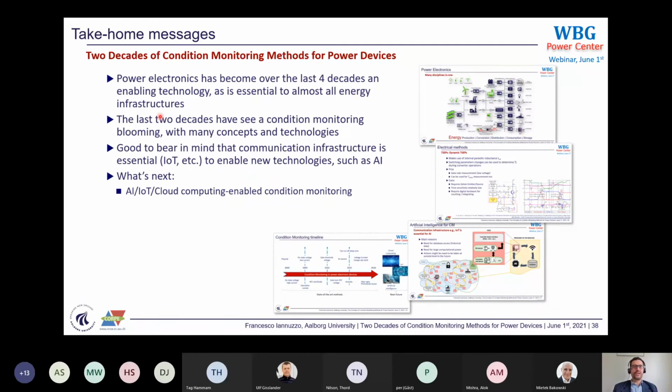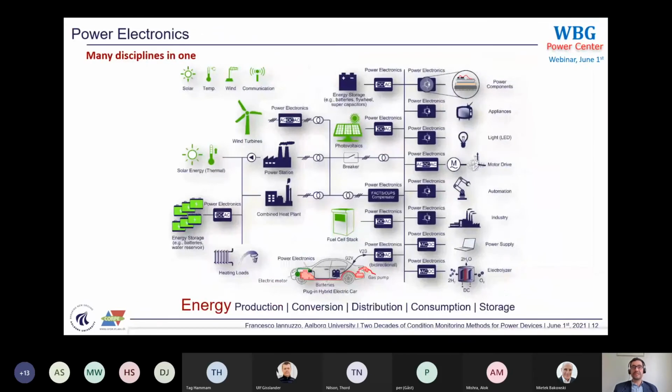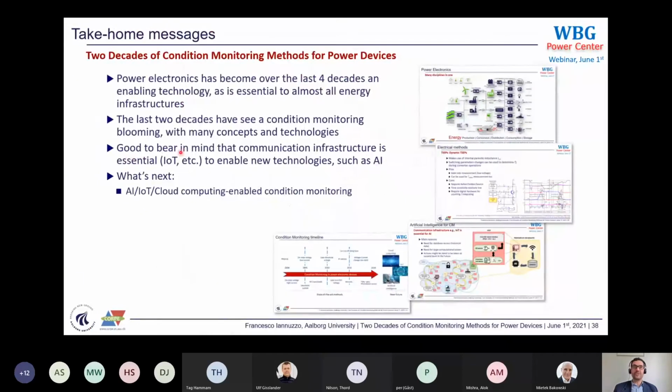So first of all, power electronics has become, over the last 4 decades, an enabling technology. No doubt, you remember I've been talking about this and pointing out how energy is nowadays conditioned from the very beginning, from the production to the consumption. So conditioning, power electronics means conditioning energy and ensuring continuity of service. So this is very important.